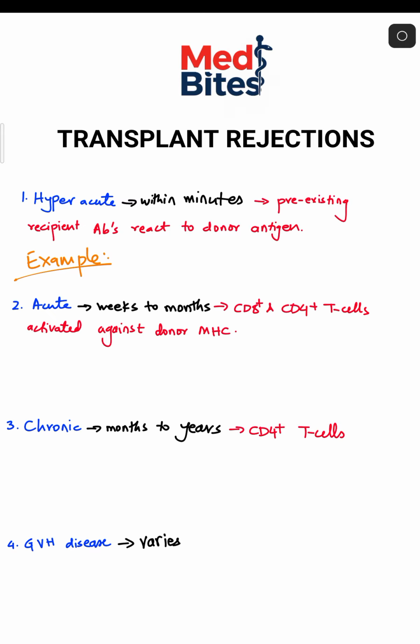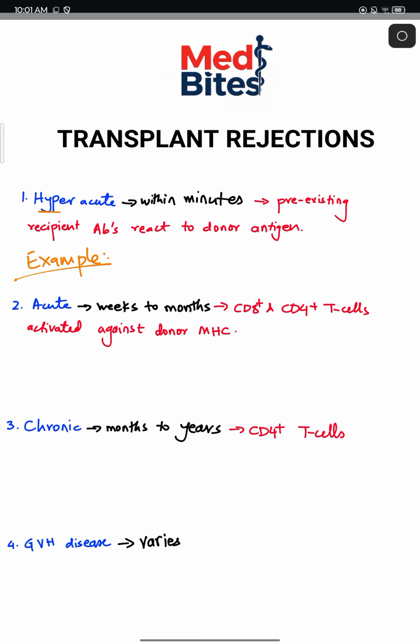Before we proceed with this video, it's important to know that transplant rejections build on the concept of hypersensitivity reactions. So before this video, make sure you understand hypersensitivity first. All right, let's get to it. There are 4 types of transplant rejections, but 3 of these are high yield.